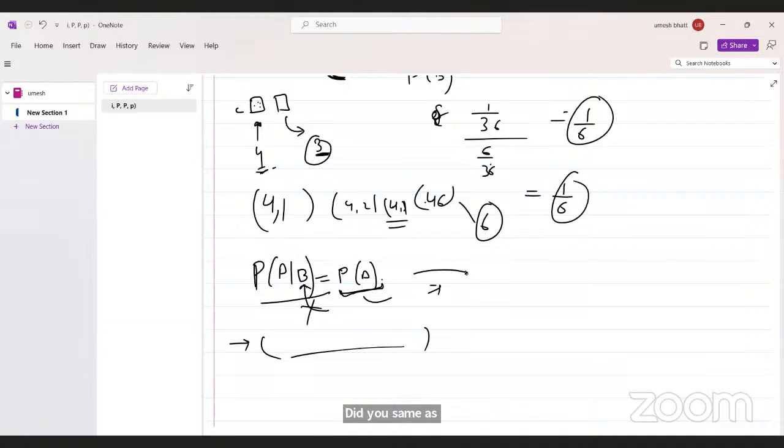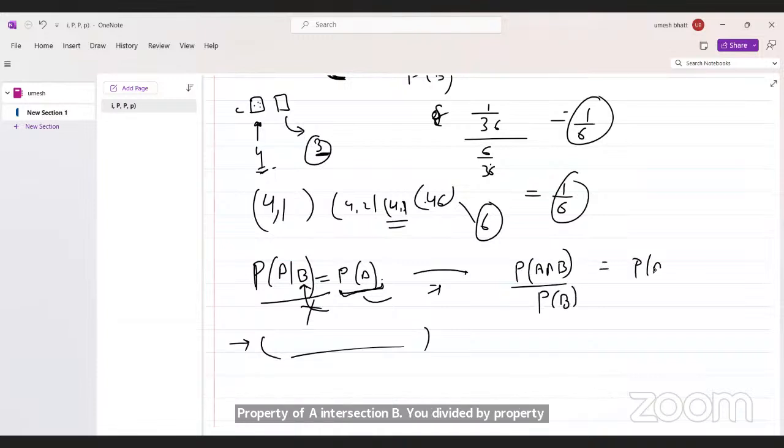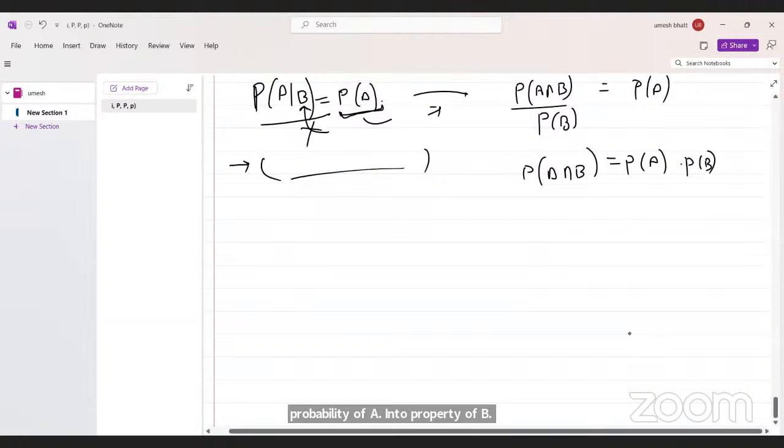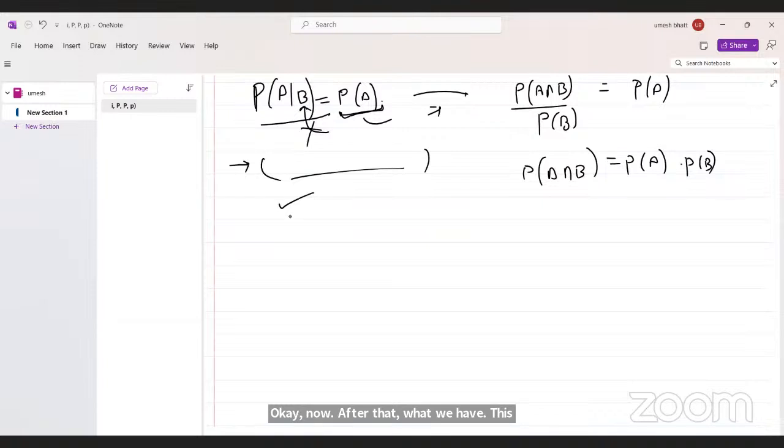And if you open this formula, you get probability of A intersection B divided by probability of B, which is equal to probability of A. This means probability of A intersection B is probability of A into probability of B. Okay. Now after that, what we have? This is our independent property.